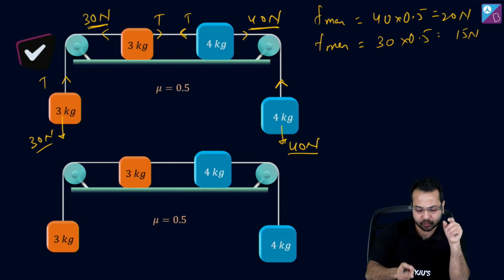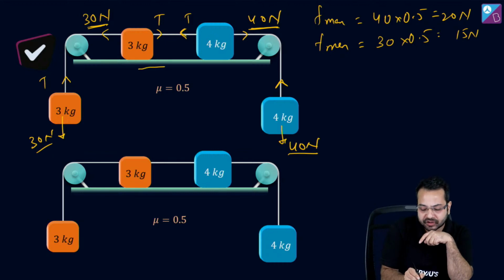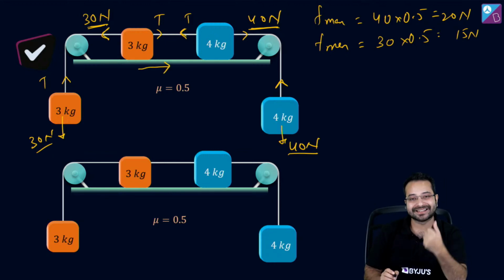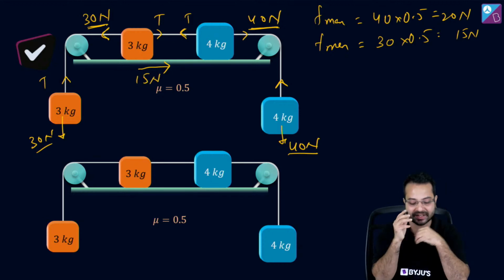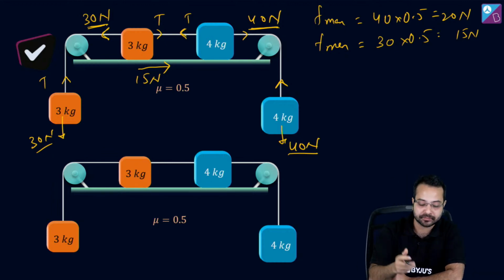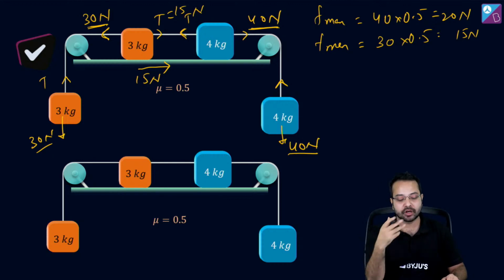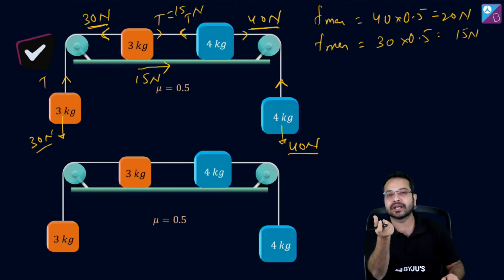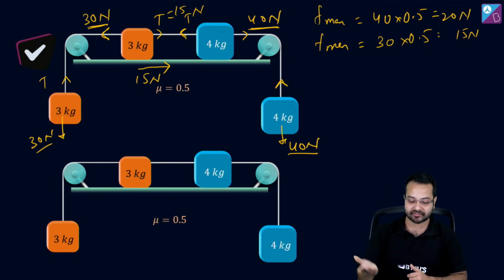Okay, so I'm going to adjust friction on the 3 kg block first. If I adjust friction on the 3 kg block, the friction is going to act in this direction because 30 Newton is acting in the opposite direction. So this is going to adjust first and become 15 Newton. Is that correct? This friction achieves its maximum value of 15 Newton, which means the tension over here is going to become 30 minus 15, that is 15 Newton. So the tension becomes the remaining force, which is 15 Newton.